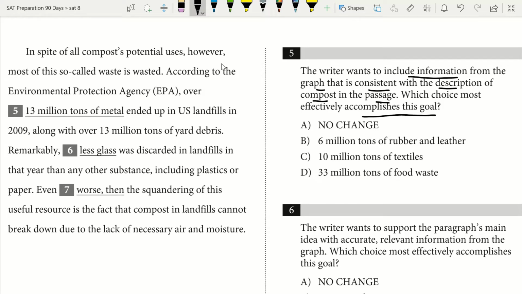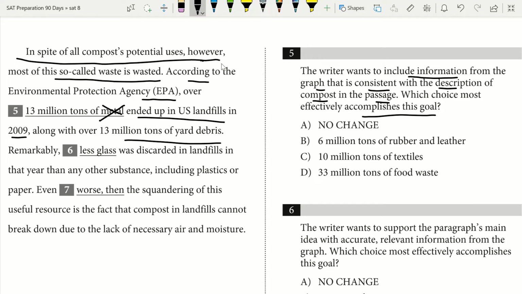Well, in this passage, if we just read a little bit of this first sentence here, we'll be able to understand what the passage is talking about with compost. We have, in spite of all compost potential uses, however, most of this so-called waste is wasted. According to the EPA, over 13 million tons, well, right now it says of metal. We know we're talking about food waste because we're talking about composting, so we wouldn't want to say of metal ended up in U.S. landfills in 2009, along with 13 million tons of yard debris.